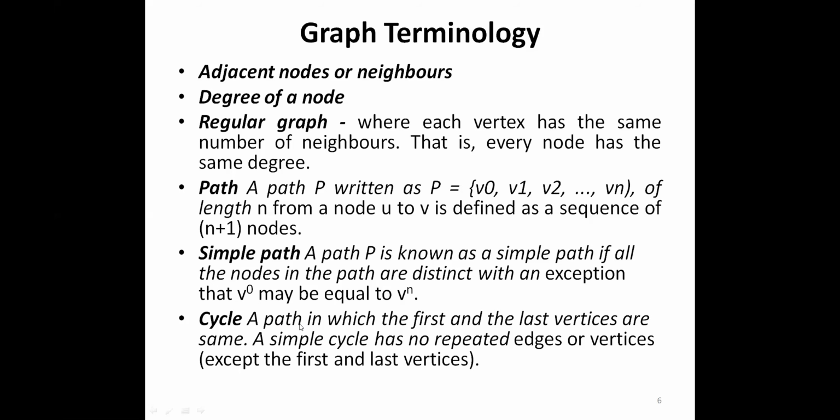A path in which the first and the last vertices are the same. A simple cycle has no repeated edges or vertices. So this we call a cycle.